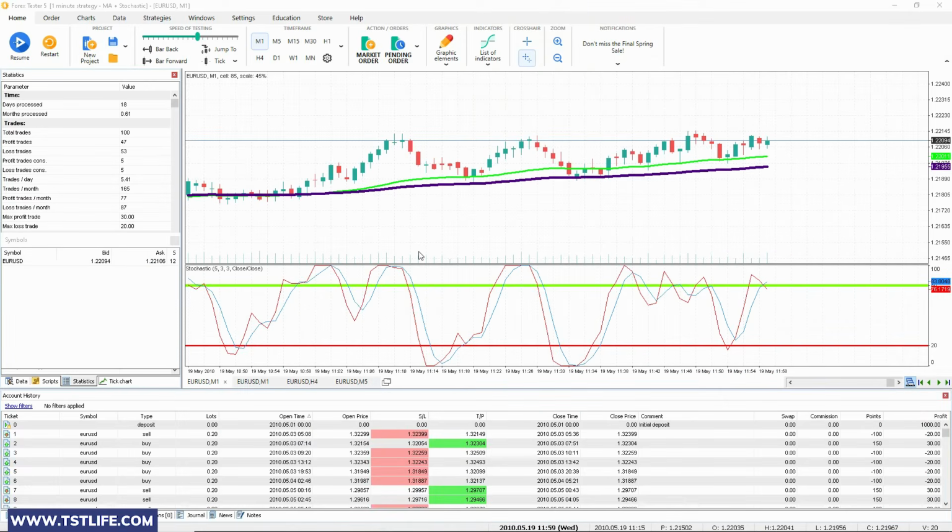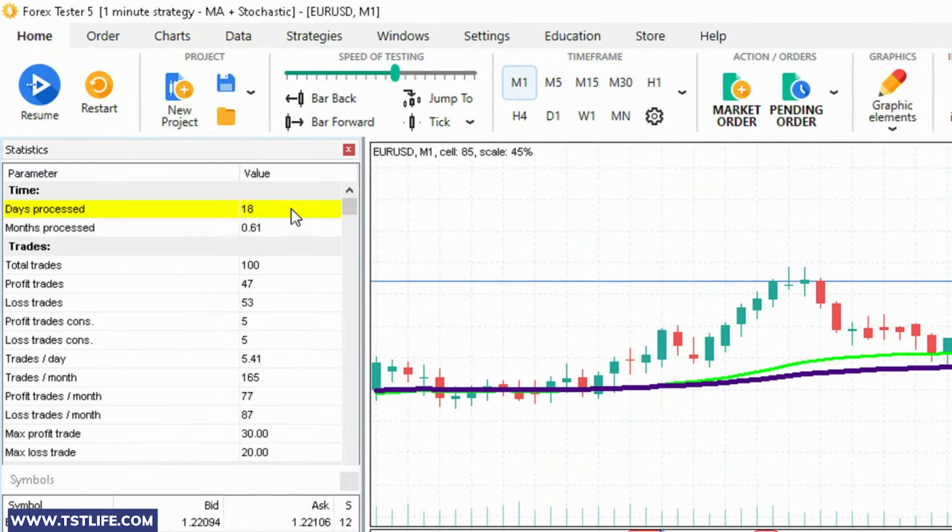Alright, we're done. Let's look at the results now. It took us 18 days to complete the 100 trades. That's an average of 5 trades per day. We've recorded 47 successful trades, which is fantastic considering the 1 to 1.5 risk-to-reward ratio we're applying. 5 consecutive losing trades were recorded with a total drawdown of nearly 12%. That's alright, but can be reduced for sure.